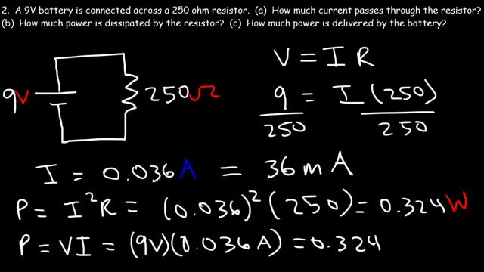And it makes sense. Everything has to be balanced. The amount of power delivered by the battery should be equal to the amount of power dissipated or absorbed by the resistor, because there's only two elements in a circuit. The battery delivers energy, the resistor absorbs it. So if they're the only two circuit elements, the amount of power transferred has to be equal.